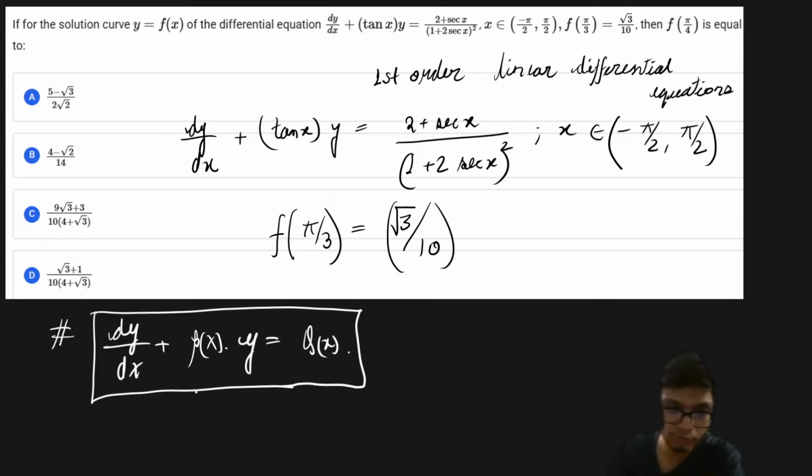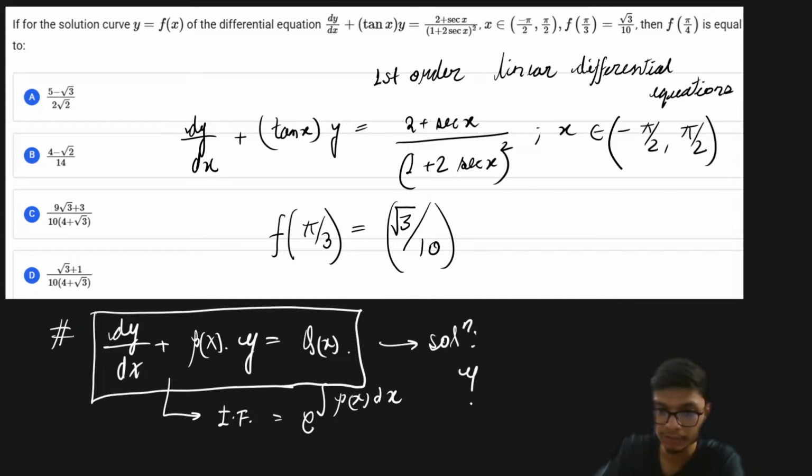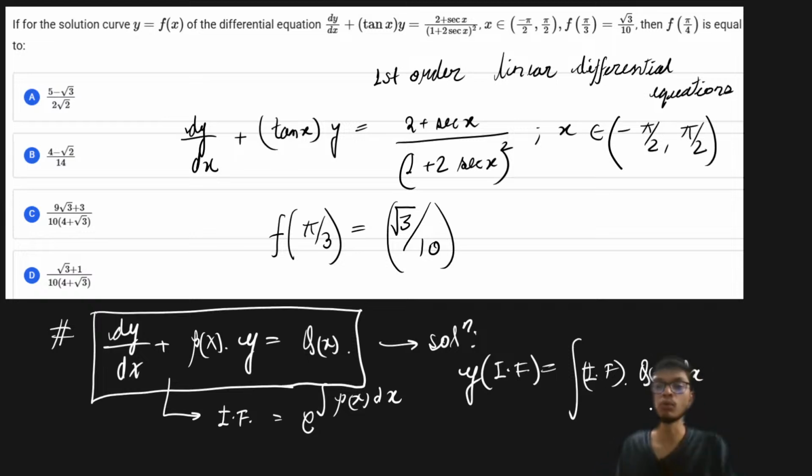Now the solution to this differential equation is very simple. We first find the integrating factor, which is e to the power integration of p(x) dx. Once you get the integrating factor, the solution is y times the integrating factor equals the integration of the integrating factor times q(x) dx plus c. Once you find the integrating factor, the question is very simple. So let us find the integrating factor here.